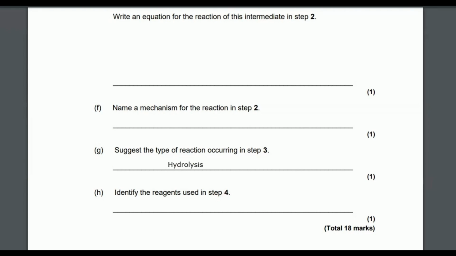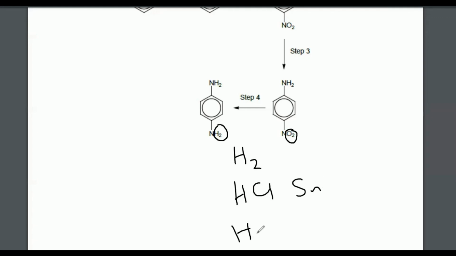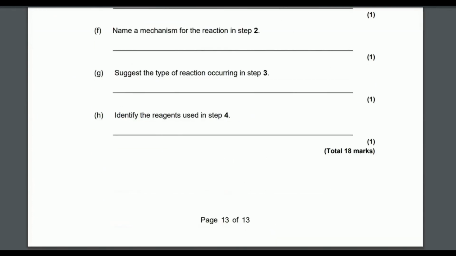And the last part of the question, and the last part of this pack, is identify the reagents used in step 4. So let's go to step 4 and look at what reagents. Well, step 4 is where we're turning the NO2 group, which you will see at the bottom here, into NH2, into an amine group. And how do you do that? You do reduction. So we're going to reduce it and hydrogenate it. Now you could use hydrogen with a platinum, palladium or nickel catalyst, but in AQA they tend to like you to say hydrochloric acid with a tin catalyst, and that is used to reduce it.